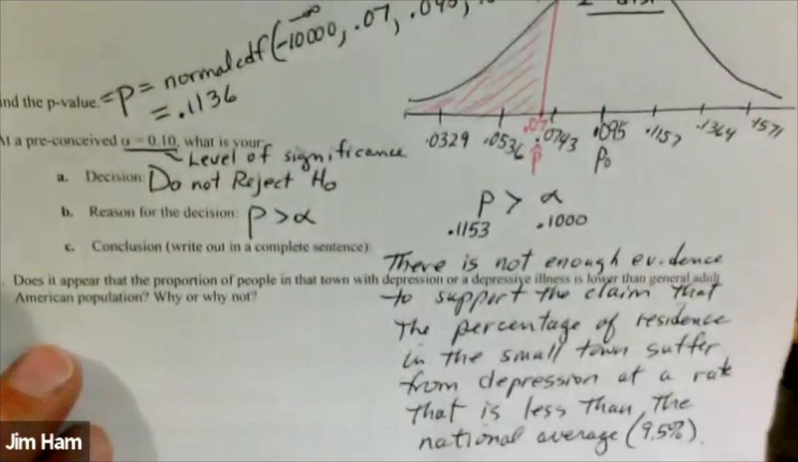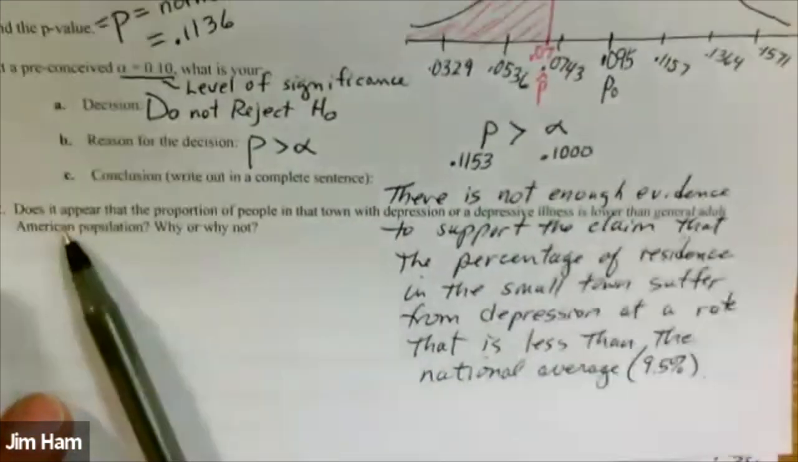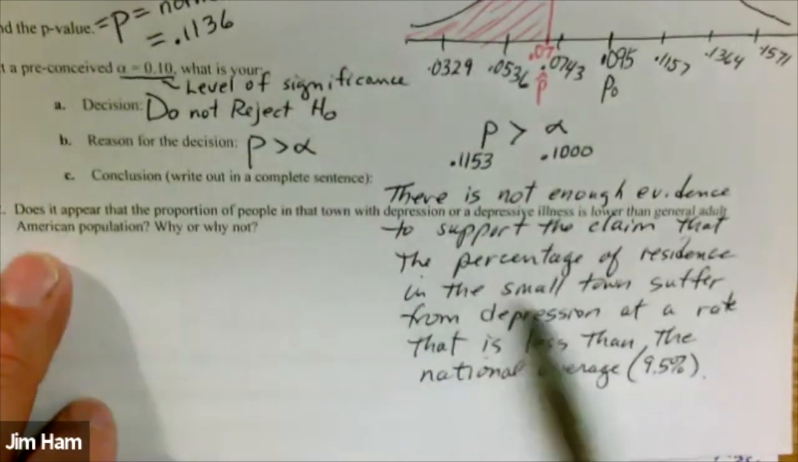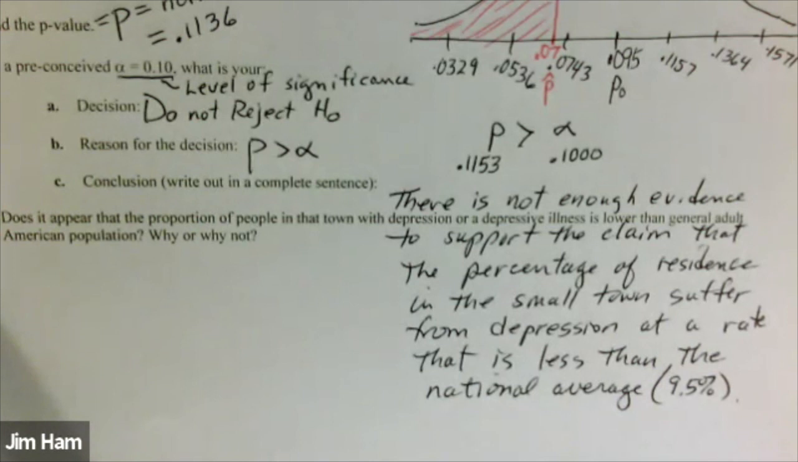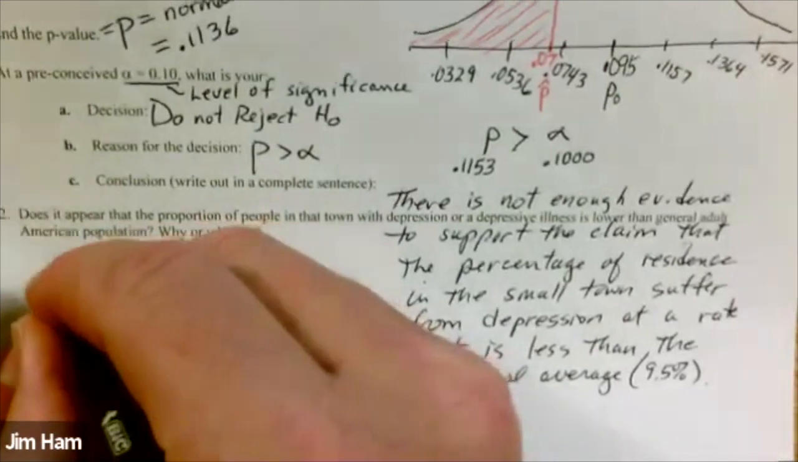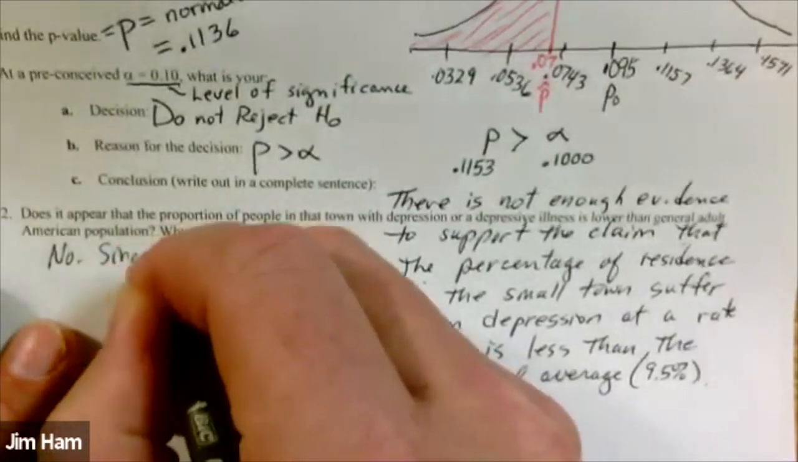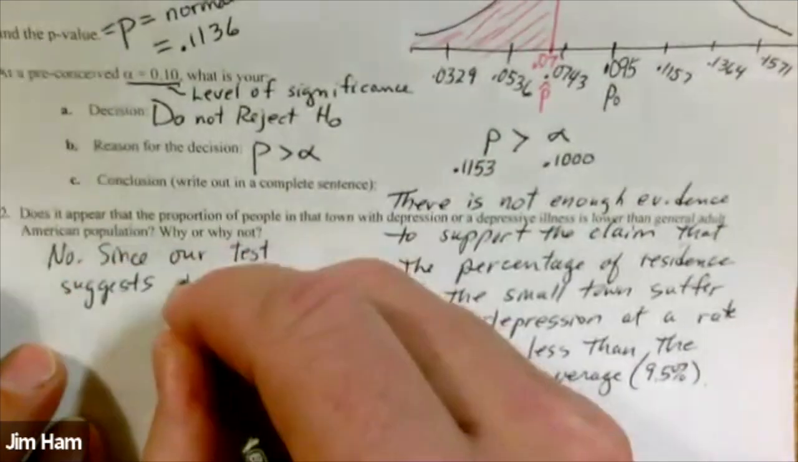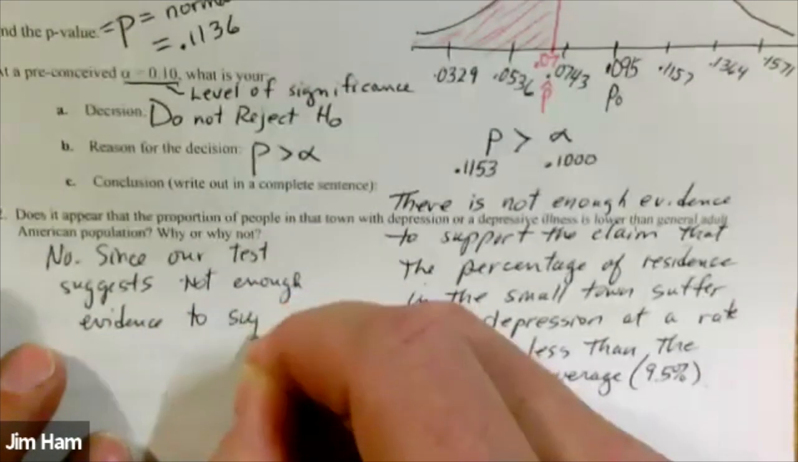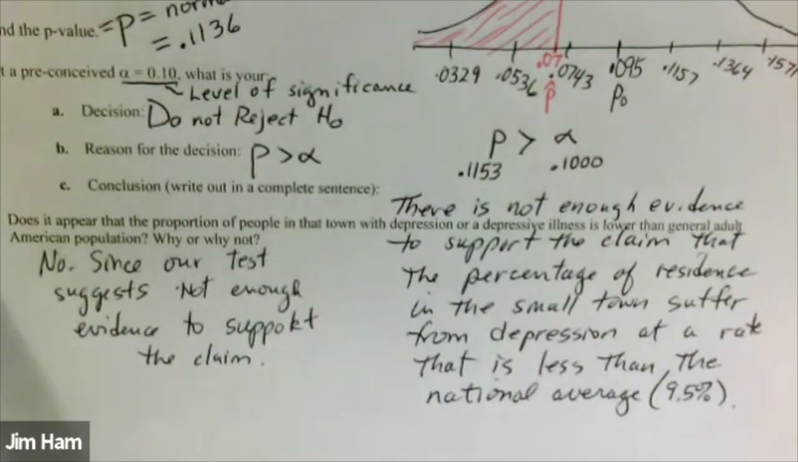Okay, now they want you to answer this question, which says, do you really understand what you just wrote here? Does it appear that the proportion of people in the town with depression or depressive illness is lower than the adult general American population? Why or why not? And the answer is no, since our test suggests not enough evidence to support the claim. And so there you have it. This is one complete hypothesis test.